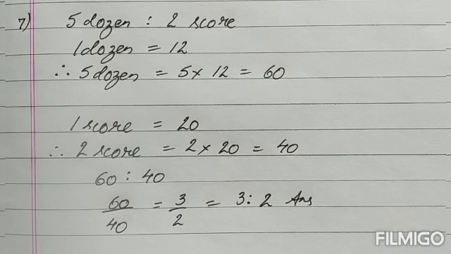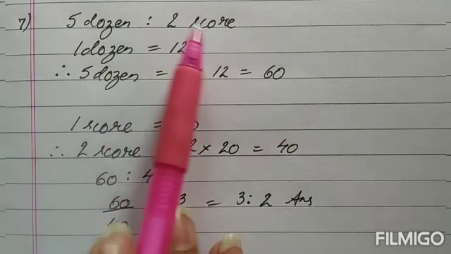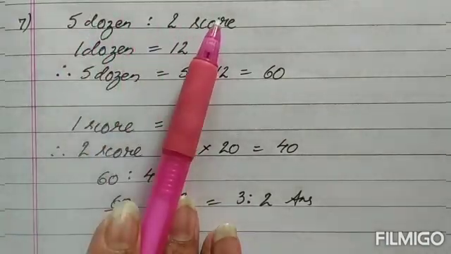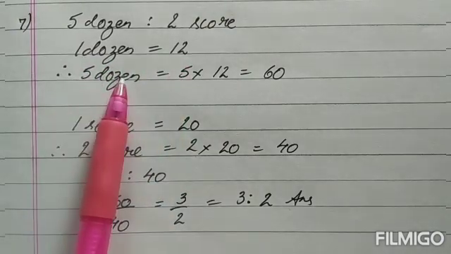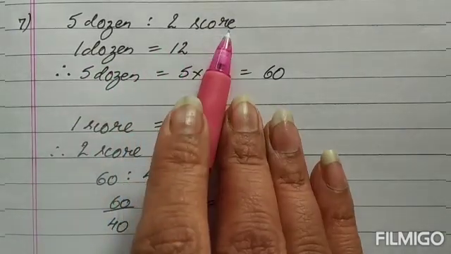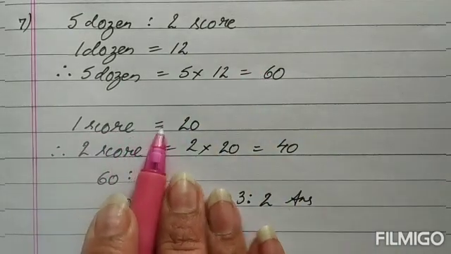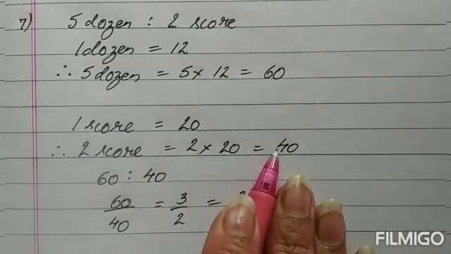Coming to the last question of this exercise, children, find the ratio between 5 dozen and 2 scores. So both of them are in the different units, children, so you have to bring them in the same unit. We know 1 dozen is equals to 12. Therefore, 5 dozen is equals to 5 into 12, which is equals to 60. Similarly, we know, children, 1 score is equals to 20. Therefore, 2 score will be 2 into 20, which is 40.